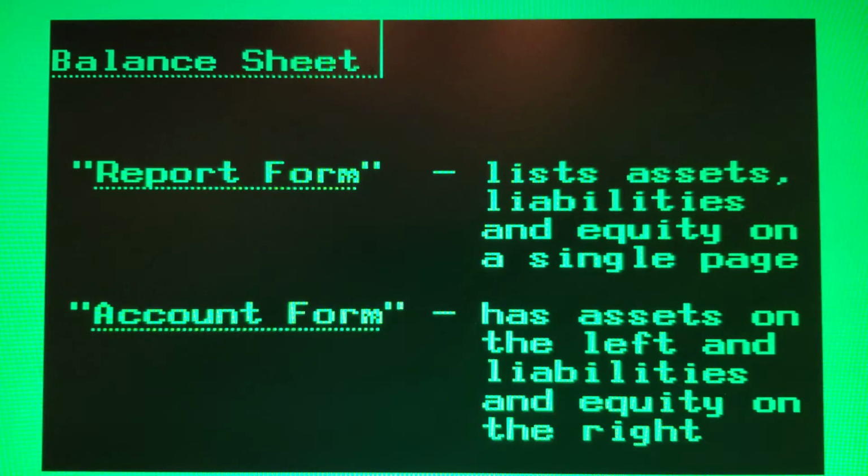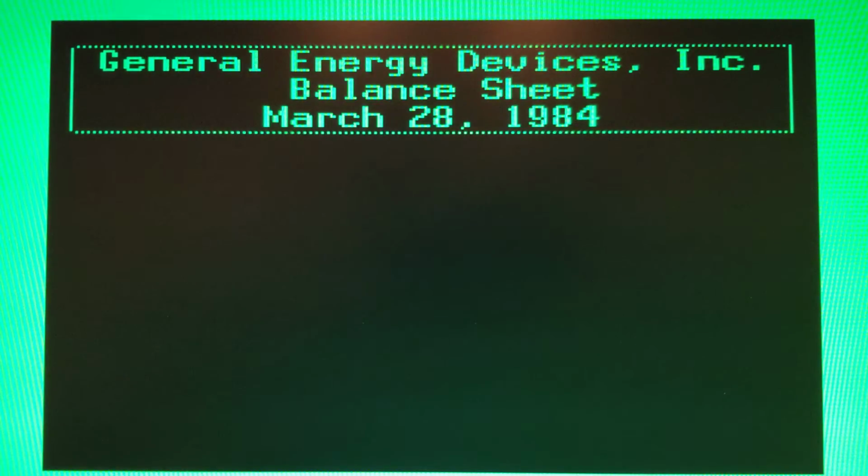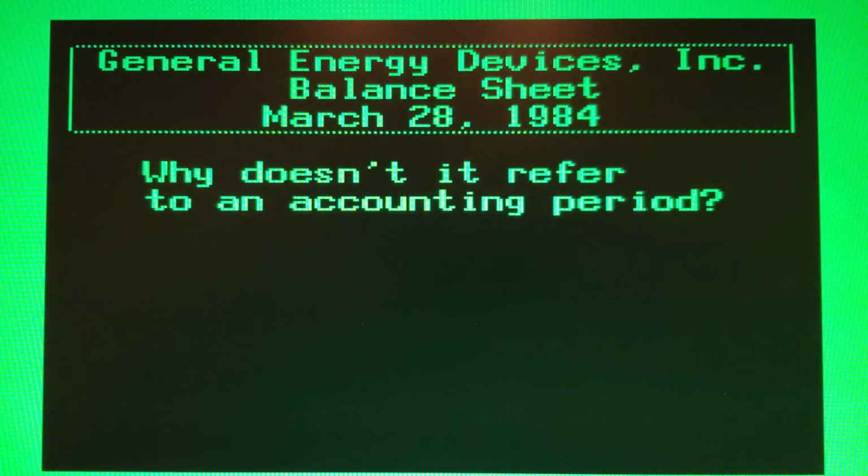The account form of a balance sheet has the assets on the left and liabilities and equity on the right, often on a facing page. Such an arrangement is suggested by the left and right arrangement of an account sheet, with the debits or assets at the left and credits, liabilities, and equity on the right. At the top is the name of the organization, the term balance sheet, or equivalent, and the date for which the report applies. Why doesn't it refer to an accounting period?